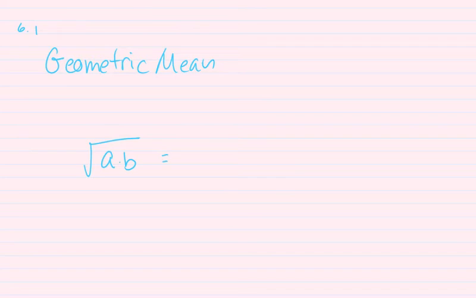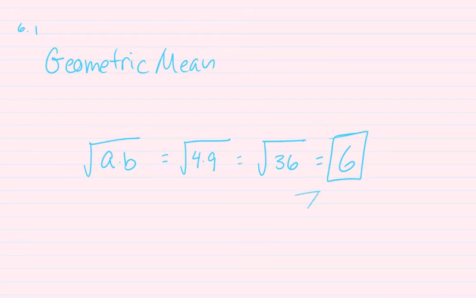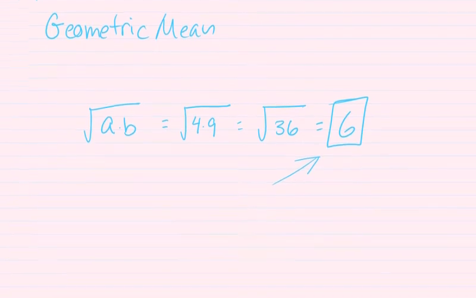So if I were looking for the geometric mean of 4 and 9, I'll do 4 times 9, which is 36, and then I would take the square root, so the geometric mean would be 6. So you may actually have to calculate the geometric mean, or you might have to find which two numbers give you the geometric mean from a multiple choice question.